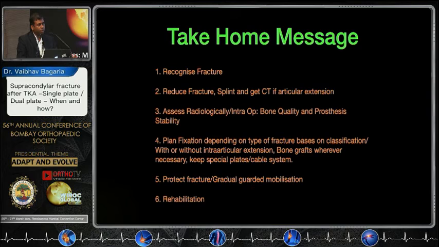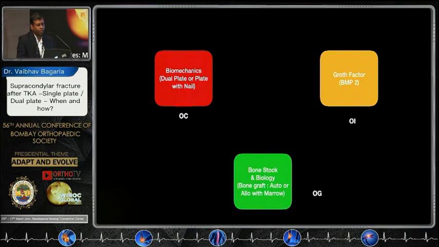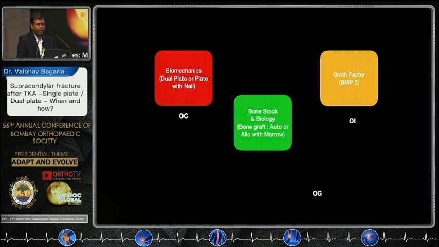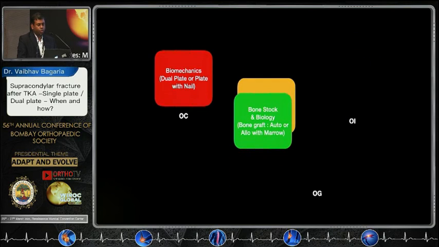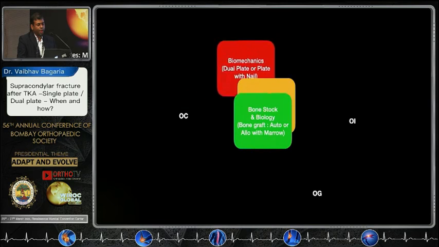And I think in most cases, if there is a combination, you must bone graft, either the allograft or the autograft, and if the patient can afford it, use BMP, because you are giving one shot and you are trying to minimize the failures. Protect fractures and gradual guarded mobilization. Of course, rehabilitation is important. As I said, these are the three critical elements: good bone stock, BMP if possible, and good biomechanics.